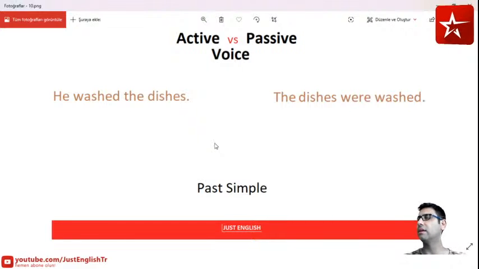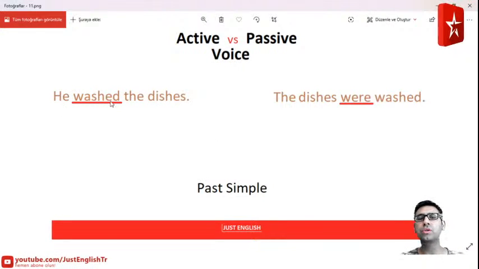And Gaylani says, I don't know who is doing the action in passive voice. Yes, sometimes we don't know. Sometimes we know, but we just don't care. We don't want to know, let's say. Okay, he washed the dishes. This is the thing that he did.